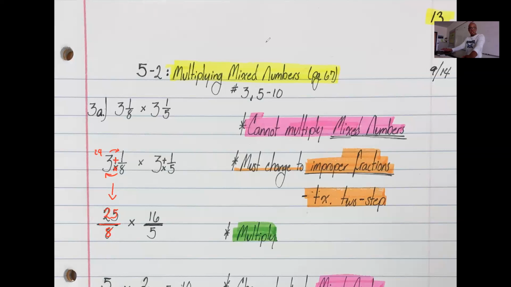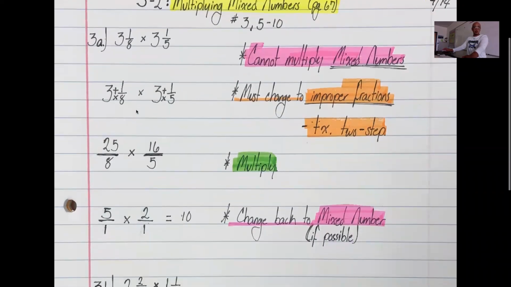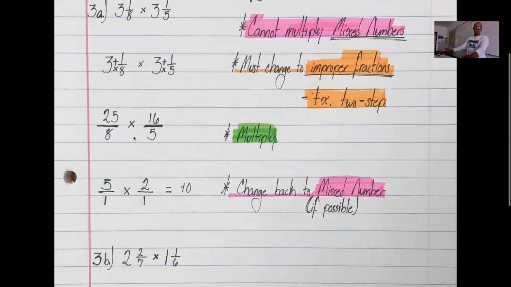As an improper fraction. If we do the same thing over here, we have 3 1/5, we do Texas TwoStep, we multiply first, 3 times 5, that's 15. 15 plus 1 is going to give me 16, that is my numerator, and we keep the same denominator of 5. Hence, ladies and gentlemen, multiplying 3 1/8 times 3 1/5 is the same thing as multiplying 25 eighths times 16 fifths.